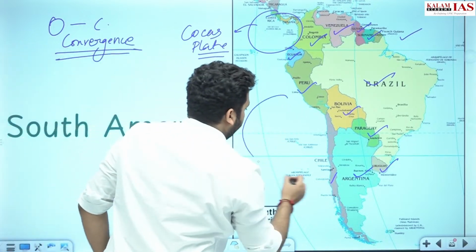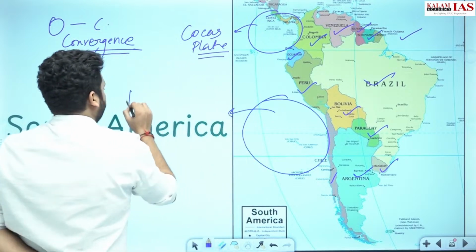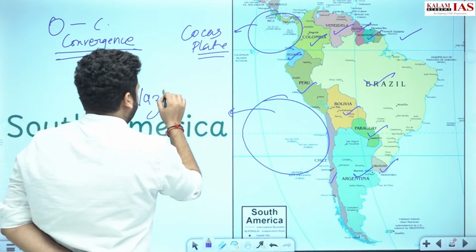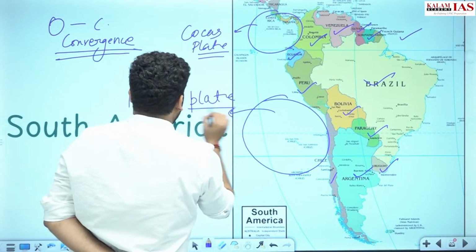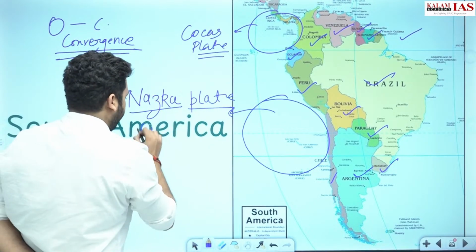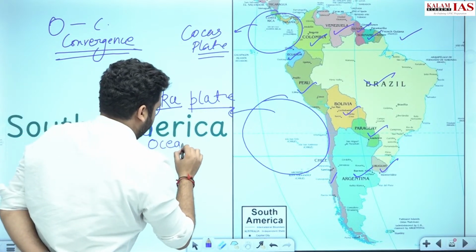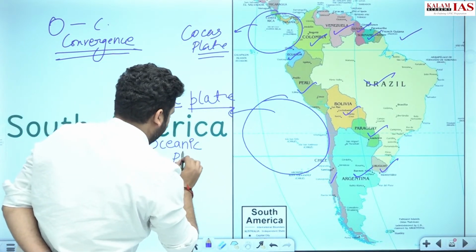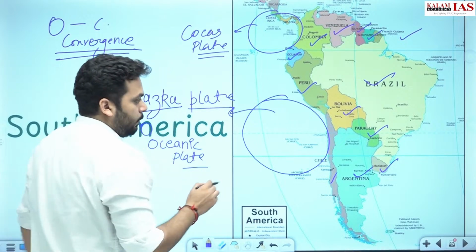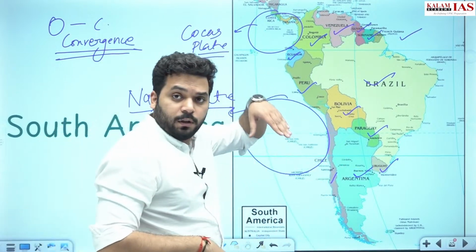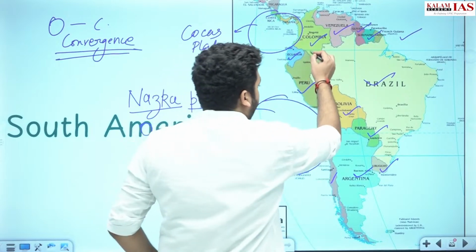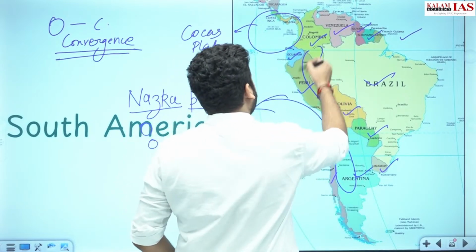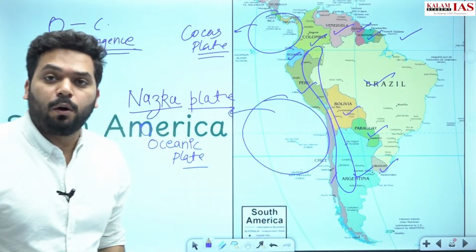Here we have the Nazca plate, oceanic, subducting into the South American plate, leading to the formation of the Andes fold mountains. The Andes is the largest mountain chain in the world.